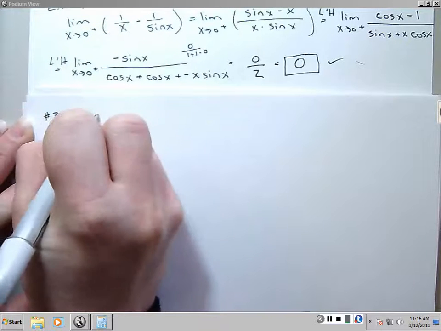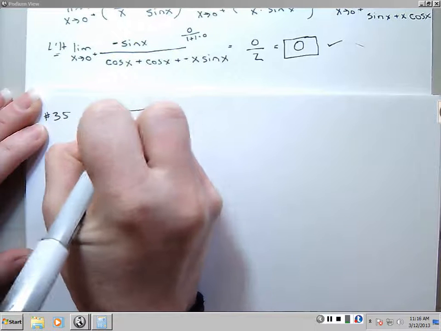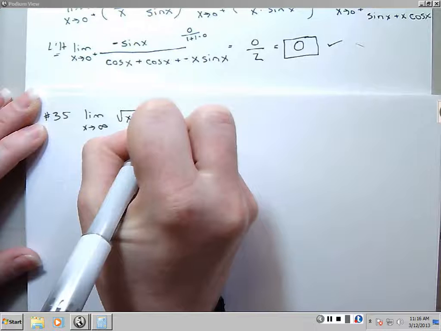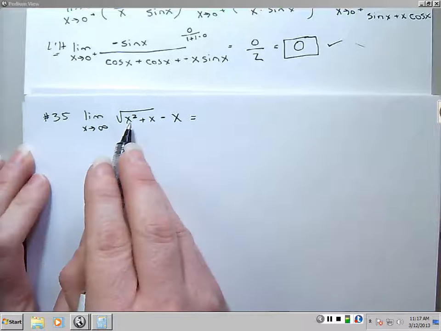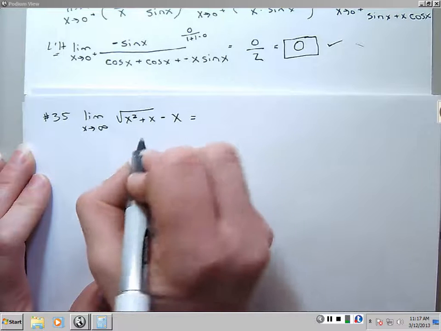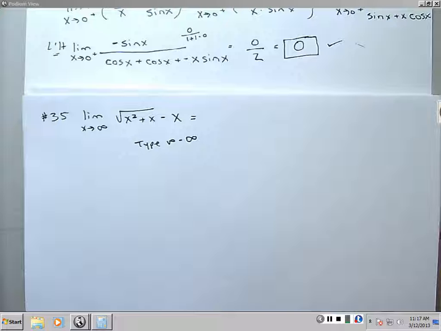I'm taking the limit as x goes to infinity of the square root of x squared plus x, minus x. So what type is this? Yeah, if I plug in infinity, the square root of that is infinity. So this is type infinity minus infinity. So does anyone have any techniques to simplify this? Or do something to manipulate this to get it in a form we can deal with?